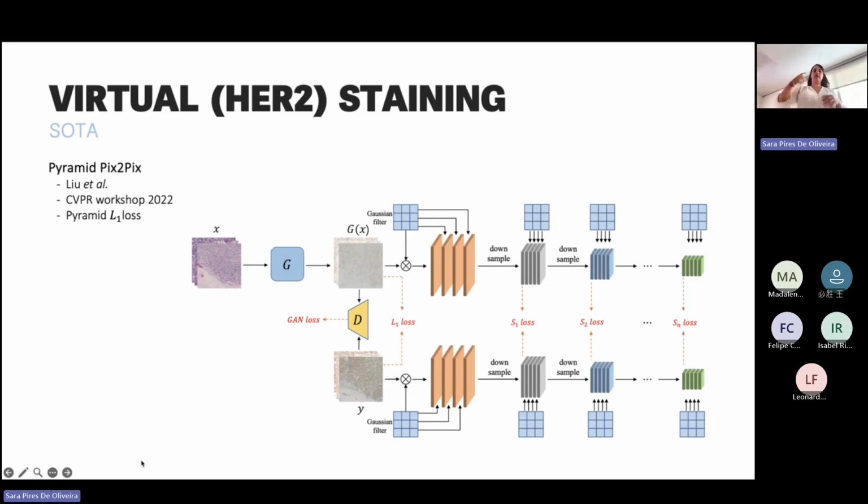And here what they did was they introduced this concept of having a pyramid loss. So exactly the same way as we have the pyramid and the different levels in the old slides, here they do the same. They just compute the loss at different levels.